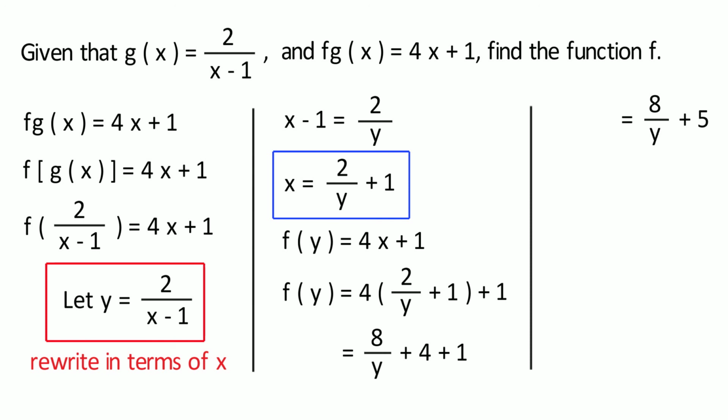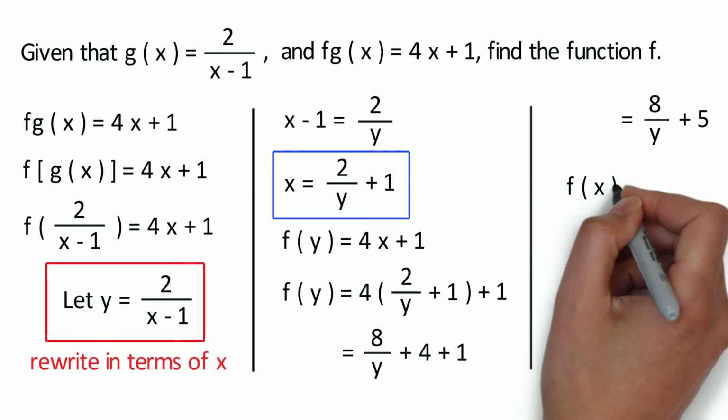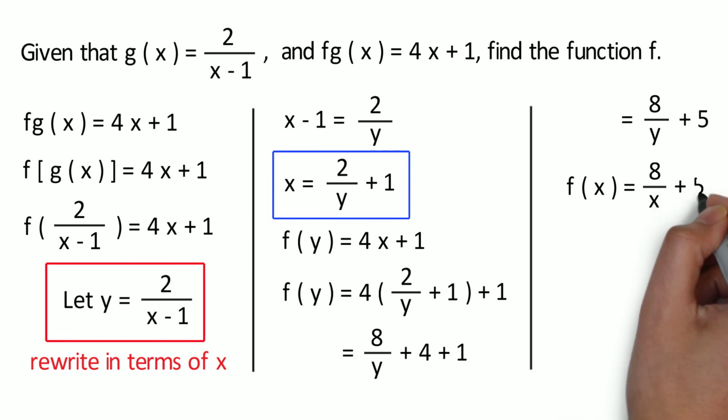Now the last step is to change all of our objects back to x. So change every value of y to x. That gives us function f(x) equals 8 over x plus 5.